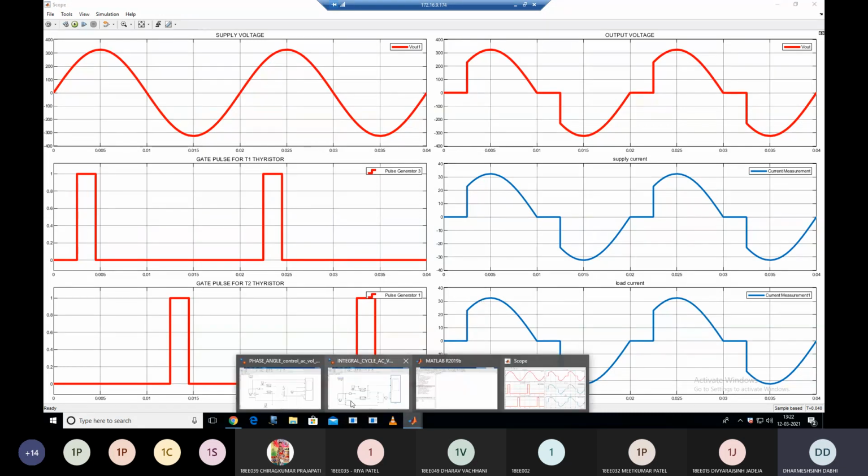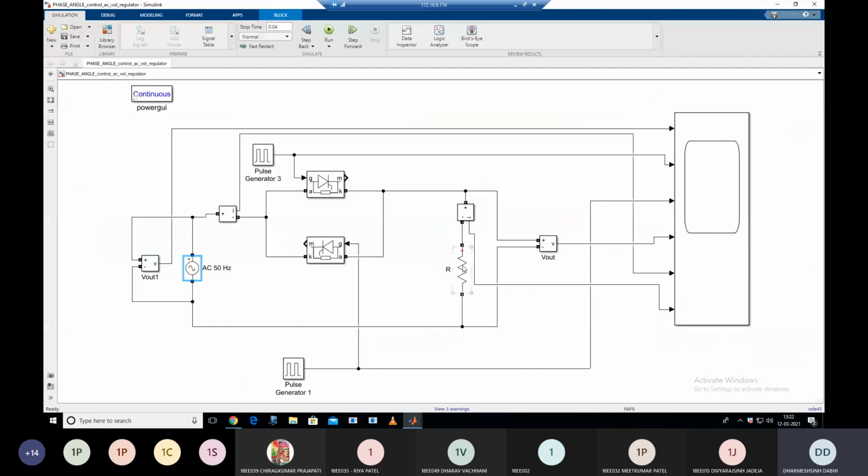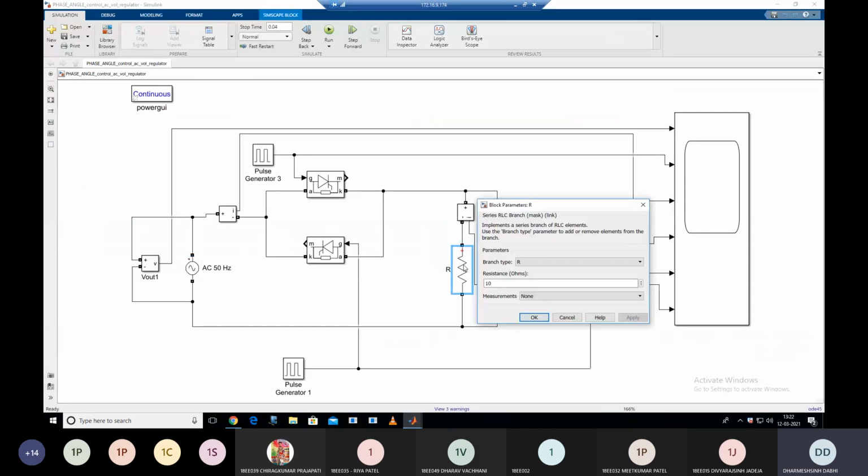Now let's see the simulation for RL load. You have changed the load only; otherwise the remaining simulation is as it is. Today we have taken the example of R equal to 10 ohm and L equal to 10 millihenry. As you know, we have calculated the power factor angle phi, which is 17 something. And here we take alpha as 45 degrees.